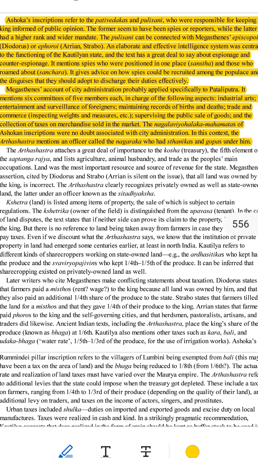Spies could be selected from different groups of people: merchants, people who buy and sell things, priests, religious leaders, teachers, or even students. They would pretend to be doing normal jobs, but they were actually spying for the king.